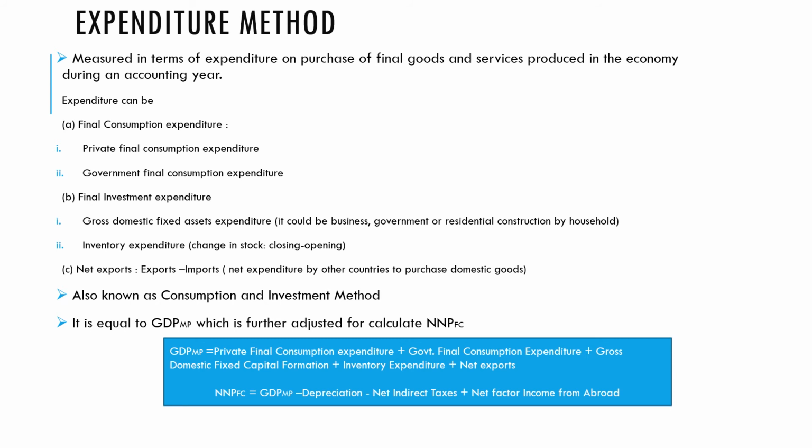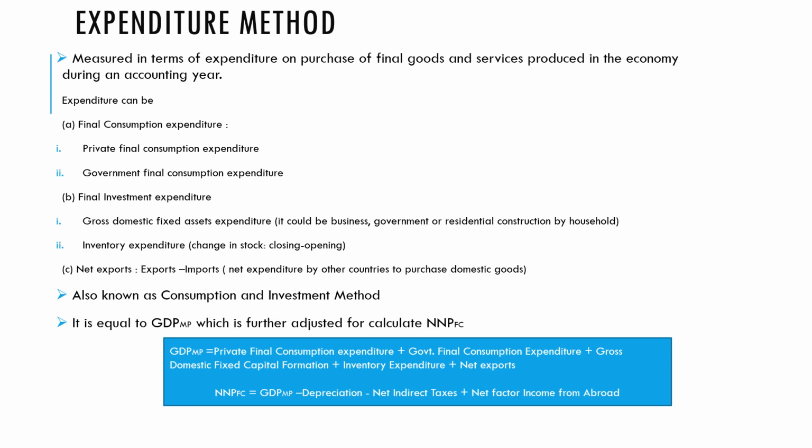Final investment expenditure can again be of two types, gross domestic fixed asset expenditure or inventory expenditure. Here, the gross domestic fixed asset expenditure can either be done by business or government or a household. And inventory expenditure will be calculated as change in stock, that is closing stock minus opening stock.